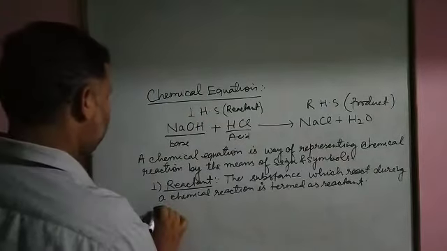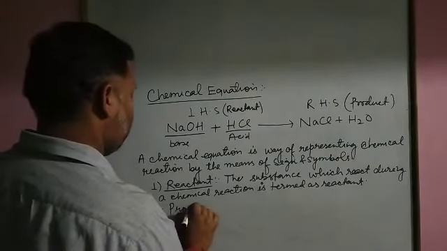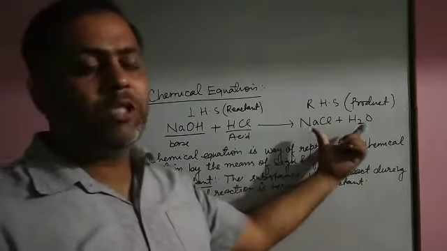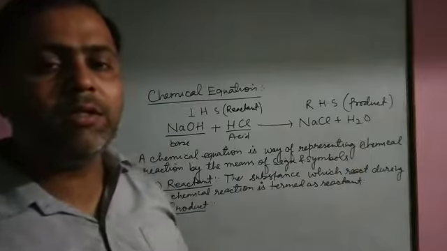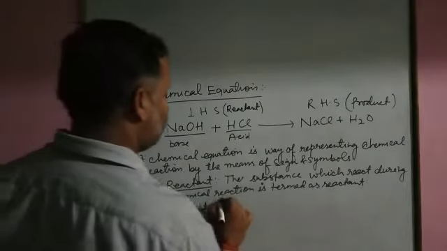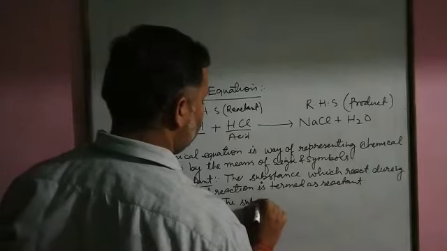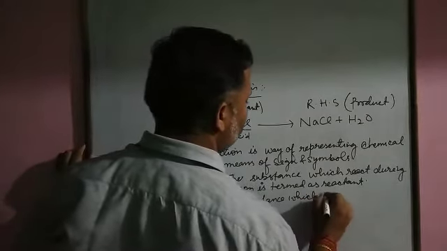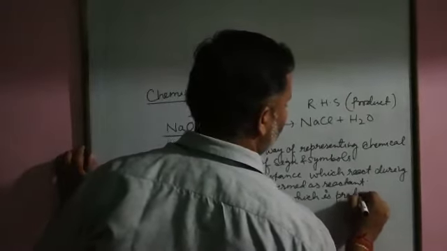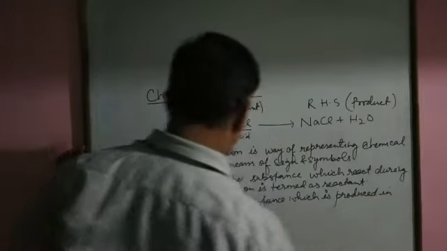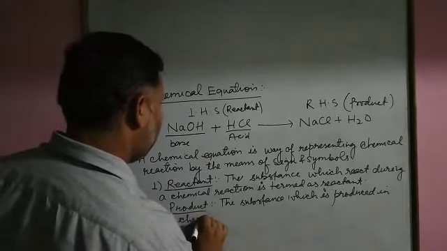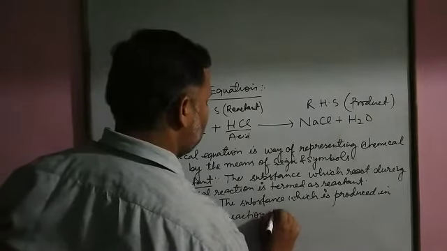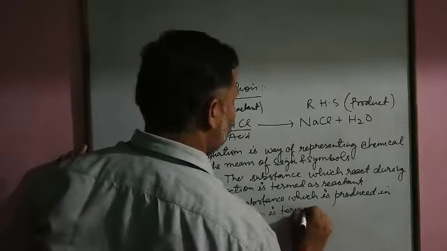Clear? What is a product? The substance which is produced in a chemical reaction is termed as a product. The substance which is produced in a chemical reaction is termed as a product.